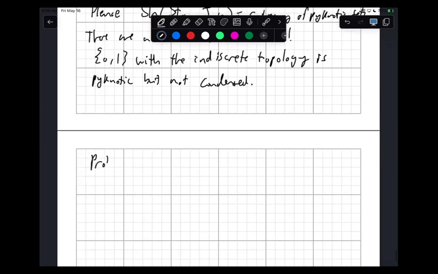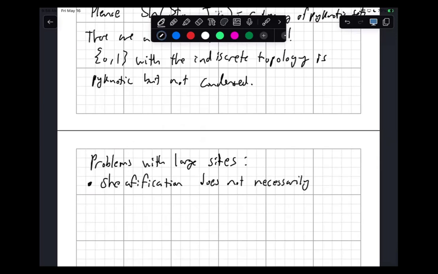So, problems with large sites. Sheafification does not necessarily exist. There's no reason that a large category, even if it has all small limits and colimits, should have any large colimits or limits.